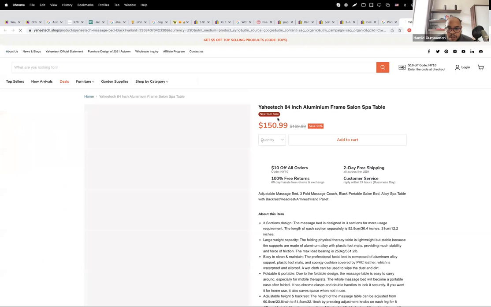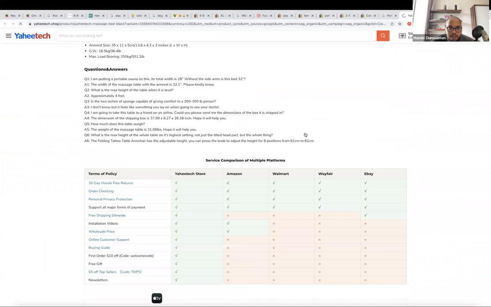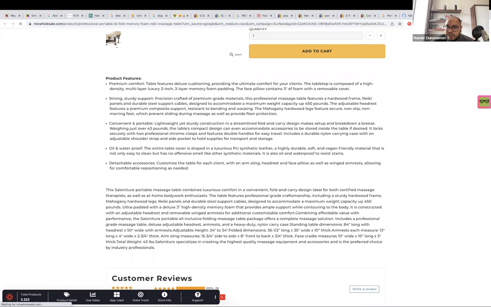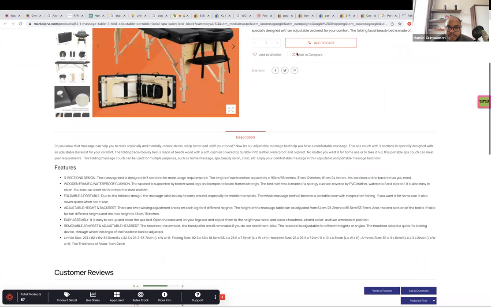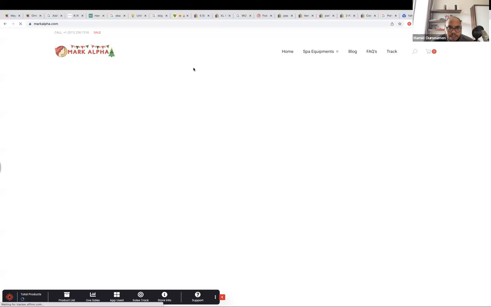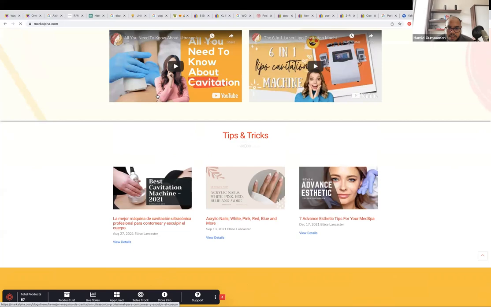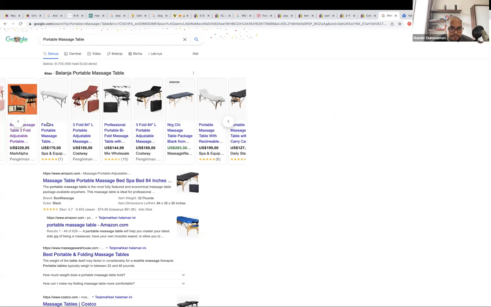Okay, I already know this store. I think this is a dropshipper, yeah, because they are selling good products. This mix one is not a dropshipper. This one seems like a dropshipper, but I will check what they are selling. Are they selling only the massage thing or wholesale? I think this is not a dropshipper. So there is only one dropshipper here.